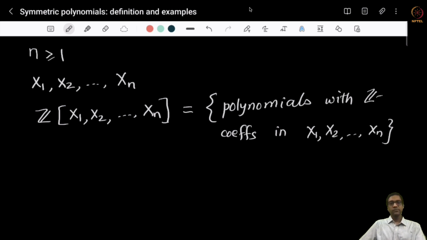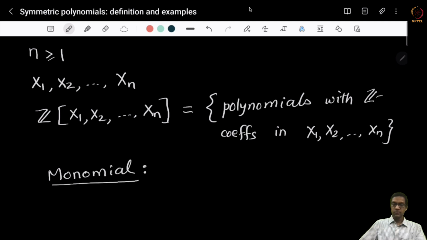And of course, in place of Z, we can also look at other rings or fields. For example, you can look at rational coefficients or complex coefficients and so on. For now, we'll just look at the integers. Okay, now what is the simplest example of a multivariable polynomial? It's what we would call a monomial. Okay, what is a monomial?